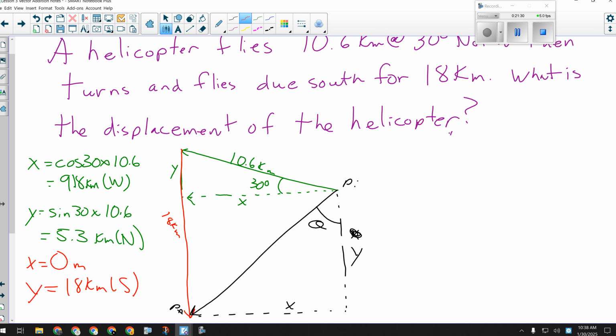So now, I've got all the components, all the parts of this trip, vertical and horizontal, figured out. So black X and green X are equal. I only go west in the first one. So all of the west part of this trip happens right here. That is the only time I went west. What we do when we're trying to calculate our resultant's x is we add the two x's together. Well, 9.18 plus 0 is 9.18.